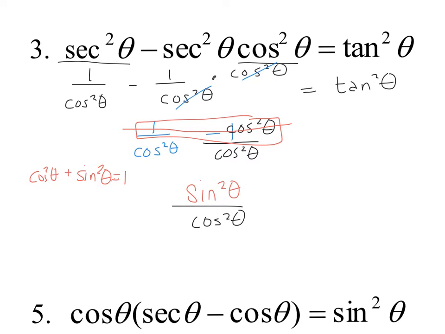So remember that sine over cosine is equal to tangent squared theta. So this is tangent squared theta, which is what I started with. So I verified the identity. So I used a Pythagorean identity.